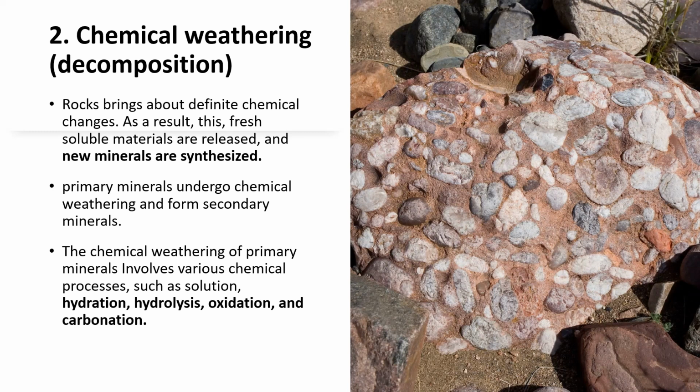A young soil consists of air, water, organic matter, and primary minerals inherited from the regolith. Remember the soil parent material. Air, water, and organic matter are continuously renewed, whereas the primary minerals undergo chemical weathering and form secondary minerals. The chemical weathering of primary minerals involves various chemical processes such as solution, hydration, hydrolysis, oxidation, and carbonation. Now let us talk about each one of them.